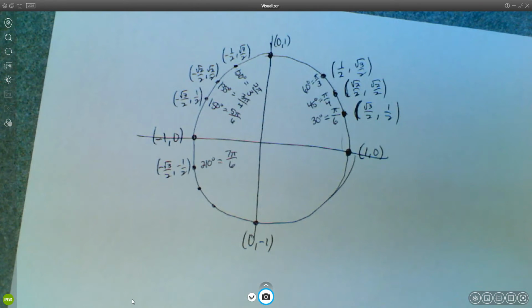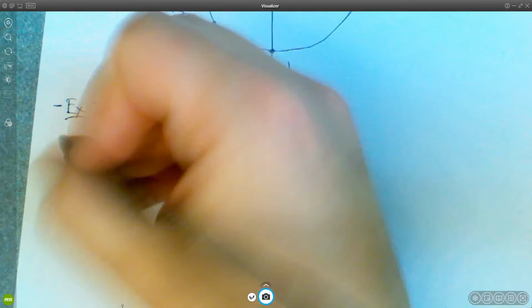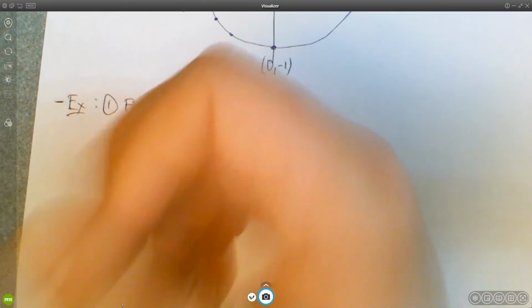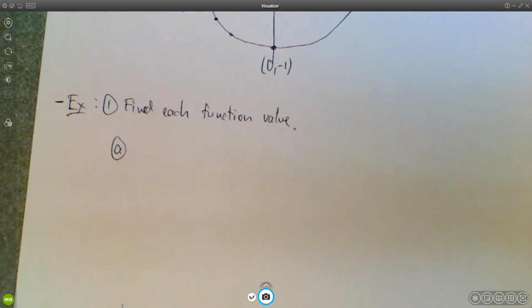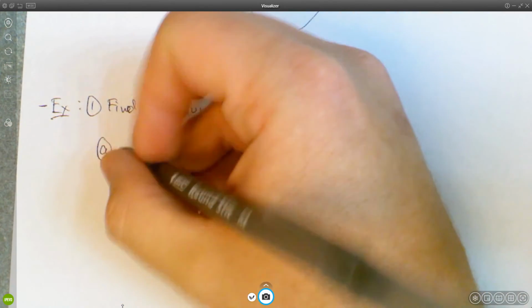In the meantime, we're going to go ahead and use the unit circle to calculate certain trig function values. So let's find each function value, and I'm just going to list a bunch of these, and I'll let you pause the video and work on them to see if you can figure them out. It shouldn't be too hard if you have the unit circle there sitting in front of you.